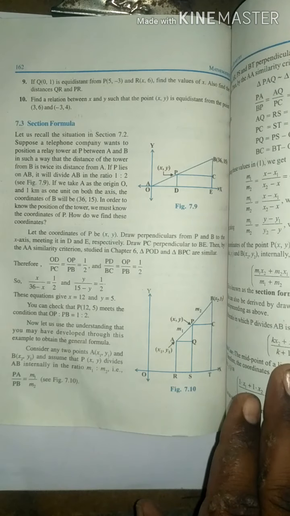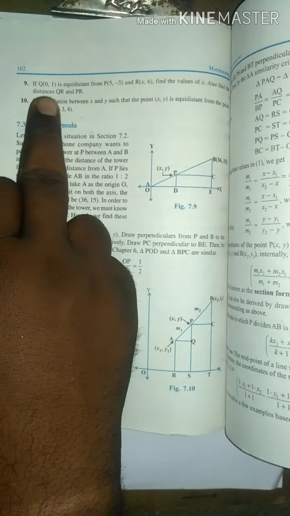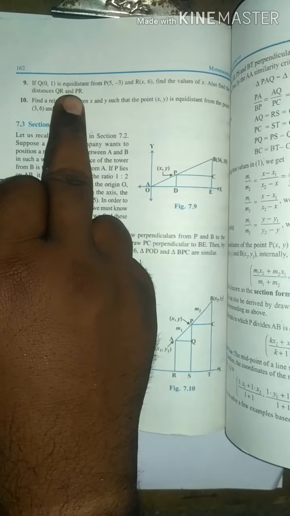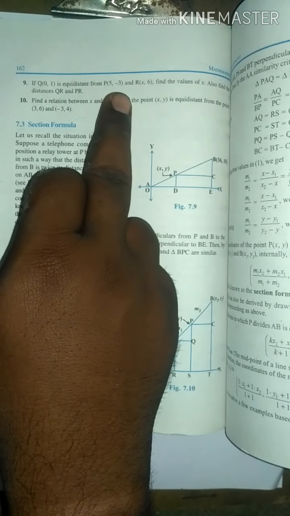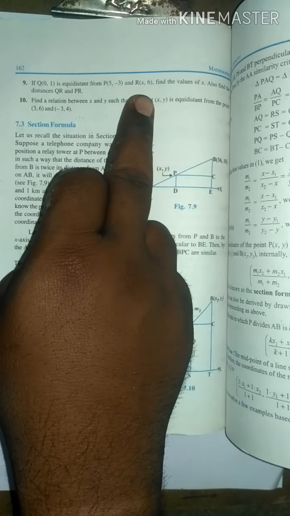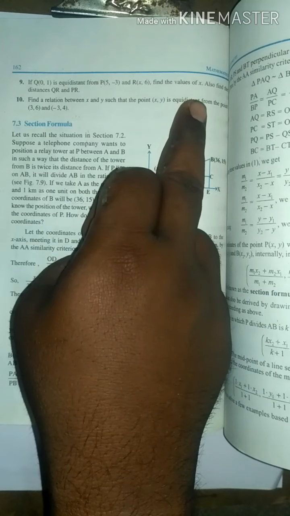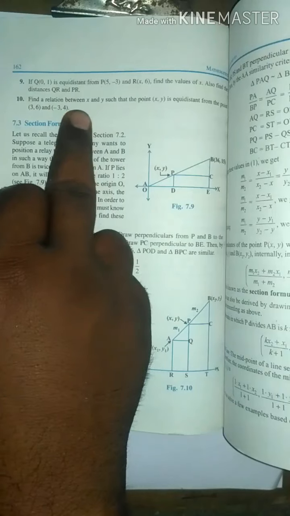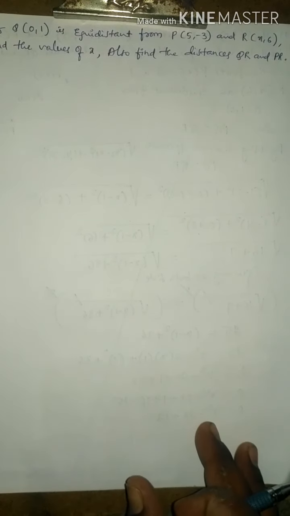Now we have to go for the ninth problem. If Q of 1 comma 0 is equidistant from P of 5 comma minus 3 and R of x comma 6, find the values of x. Also find the distances QR and PR. So now for this problem, we have to go for the solution.